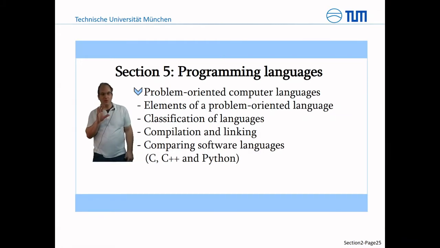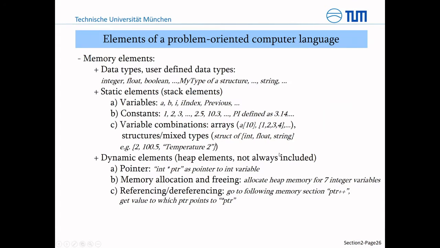You will see that all problem-oriented languages have the same elements. Remember, what is essential for a problem-oriented language, or for all higher level languages? You need memory, and therefore you need memory elements, like data types or variables with data types and user-defined things like integer, float, boolean, so that you can define: I need 4 bytes, I need 2 bytes, I need 8 bytes, things like that.